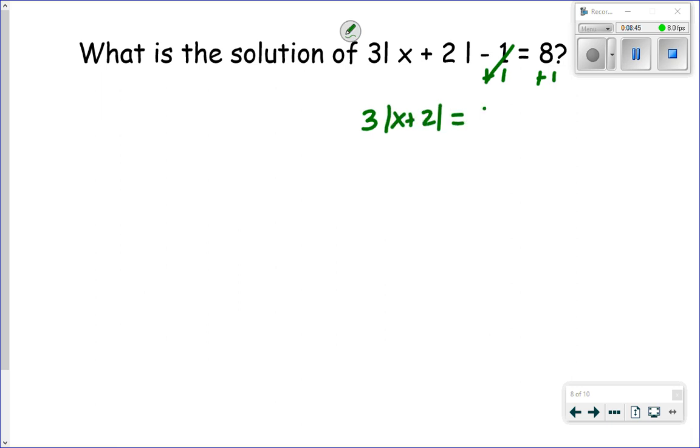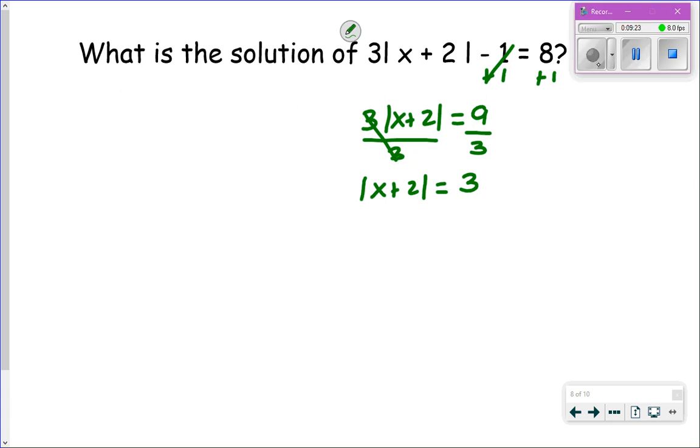8 plus 1 is 9. Okay, now I need to figure out how to get rid of the 3. So a lot of times students want to distribute that 3 into the absolute value bars, but you cannot do that. You can't distribute into absolute value. So I need to think about how they're attached. The 3 and the absolute value bars are attached by multiplication. The opposite of multiplication is division. So I'm going to divide both sides by 3. So I'm left with x plus 2 equals 9 divided by 3 is 3. Okay.